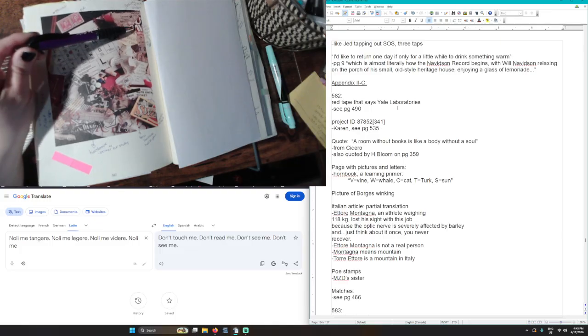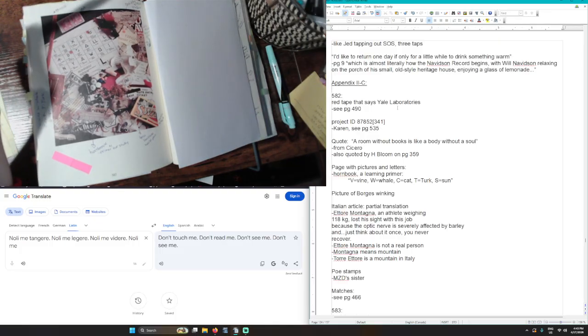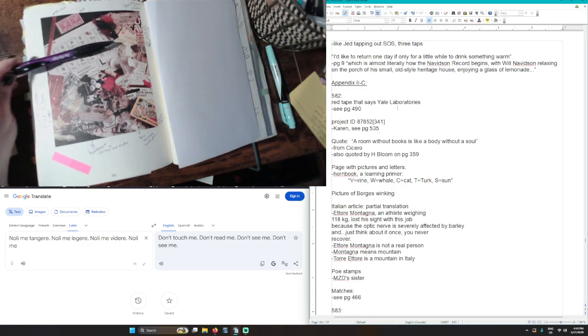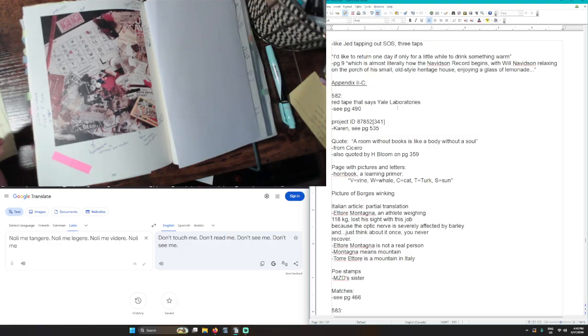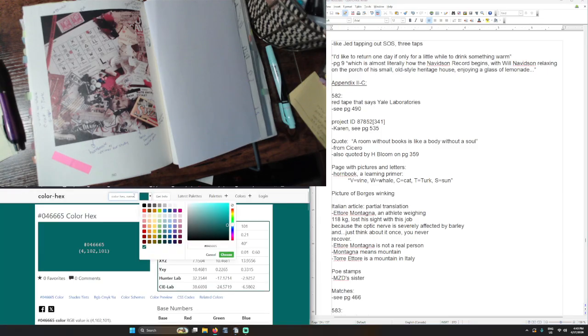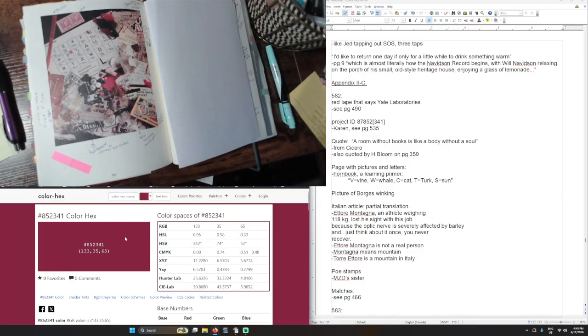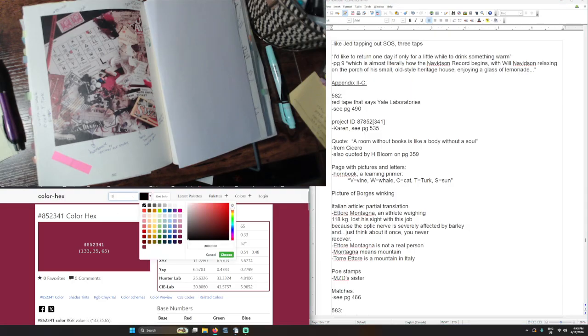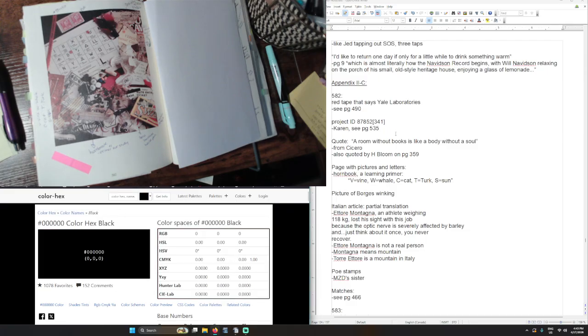We have over here, oh, where is it? Right here, reference to project ID 87852. The missing numbers are 341. I wonder if that's a hex code too. Let's just hit in 8785231. It's like a red. Anyways, what is just 87852 then? No, there's not one. Okay. I just chase every inclination that comes along when it comes to House of Leaves, which is how I ended up with almost 160 pages of notes.